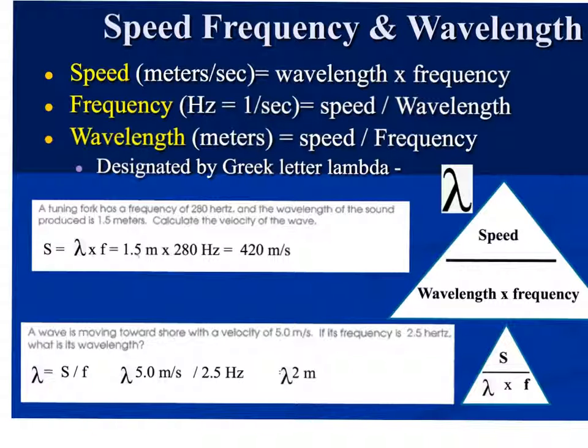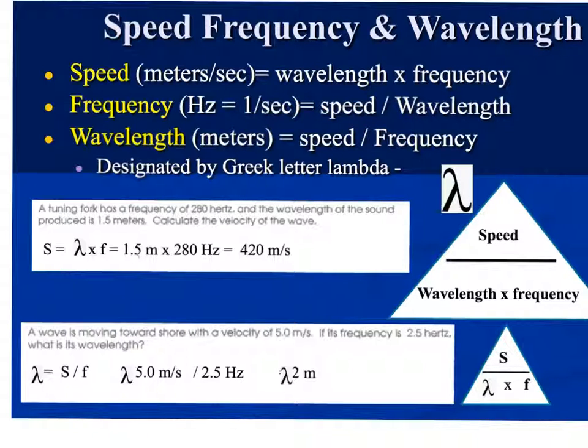So if we take our velocity, our frequency, and our wavelength, we will see that velocity or speed equals wavelength times frequency. Now do remember that speed or velocity is measured in meters per second. If we take that equation and rearrange it, we can see that frequency will equal speed divided by wavelength, and frequency is measured in units of hertz, and wavelength, which will be in meters, will equal speed divided by frequency. Now do remember that the symbol for wavelength will be the lambda symbol.